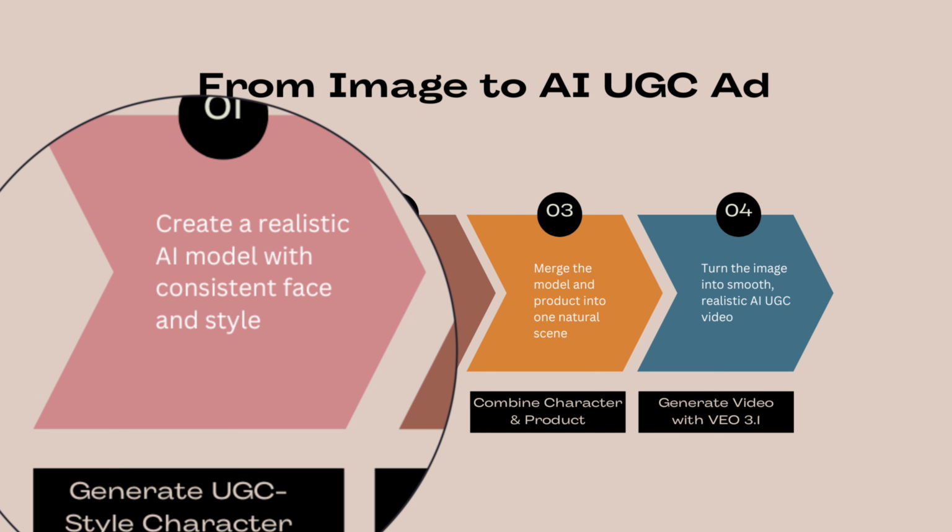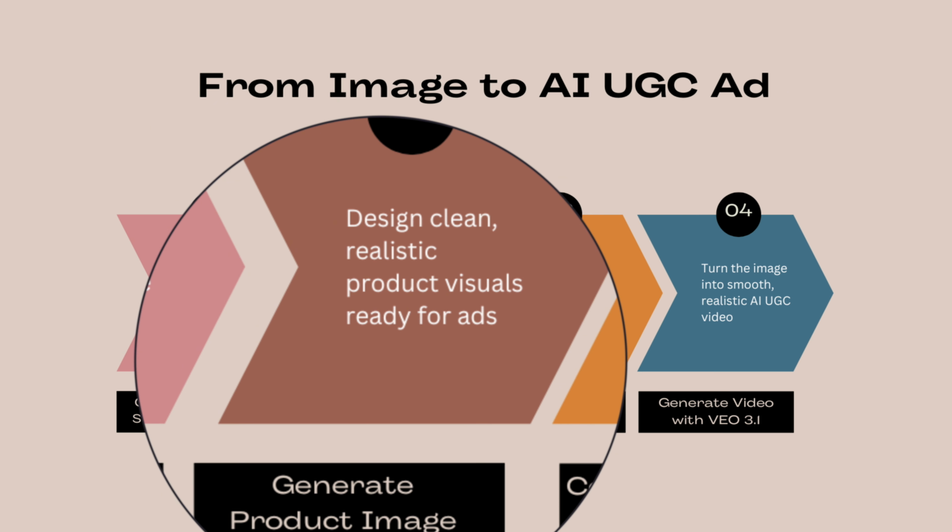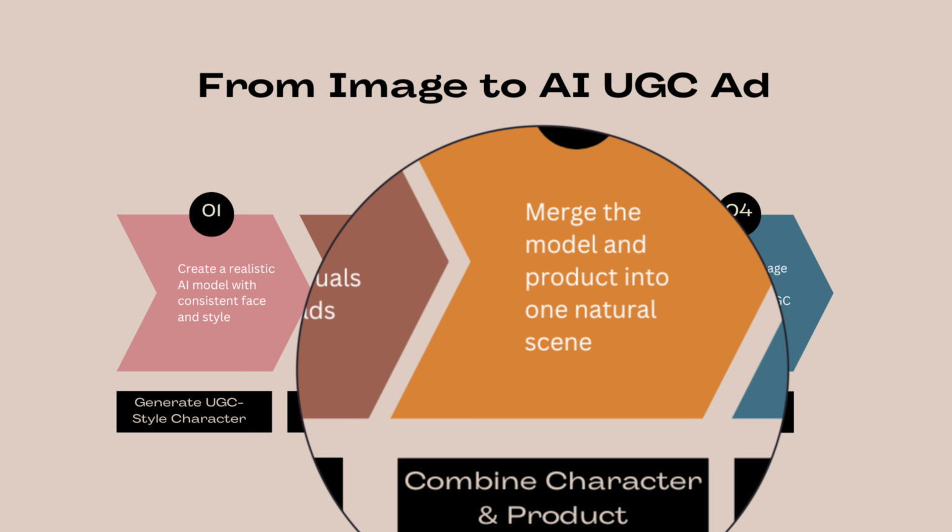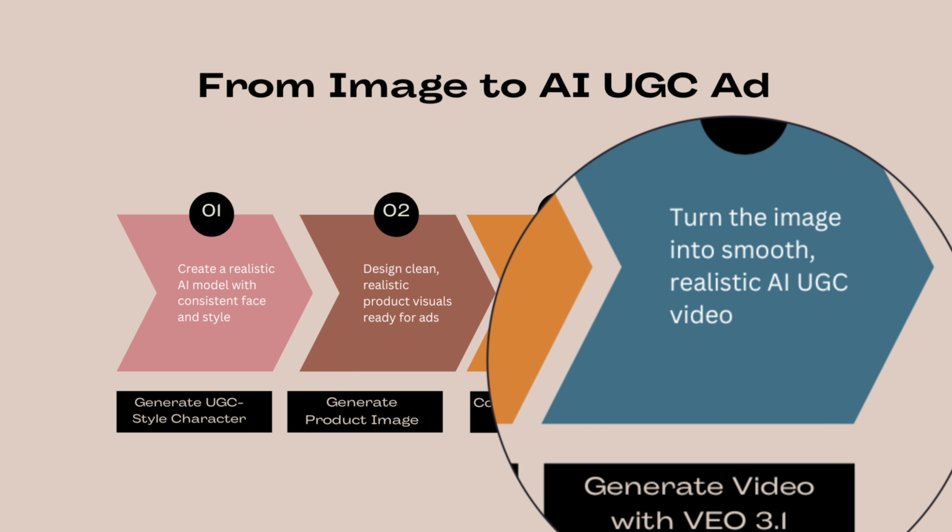So before I show you the details, here's the exact workflow I'll be using to create AI UGC ads like the ones you just saw. First, I generate a UGC-style character with a consistent look. Then I generate clean, realistic product images. After that, I combine the character and the product into one natural scene. And finally, I turn that image into a realistic UGC-style video using VEO 3.1. This is the full pipeline. And now, I'll walk you through each step.